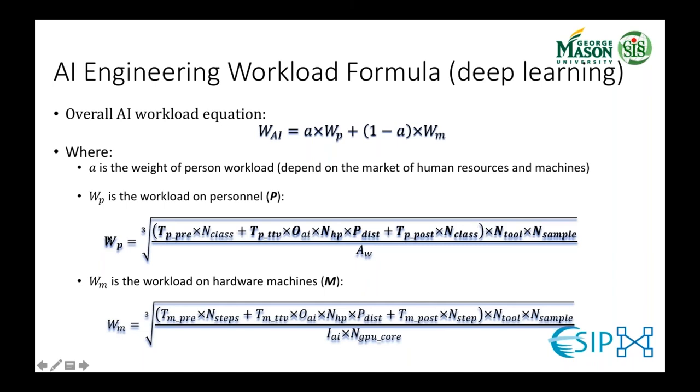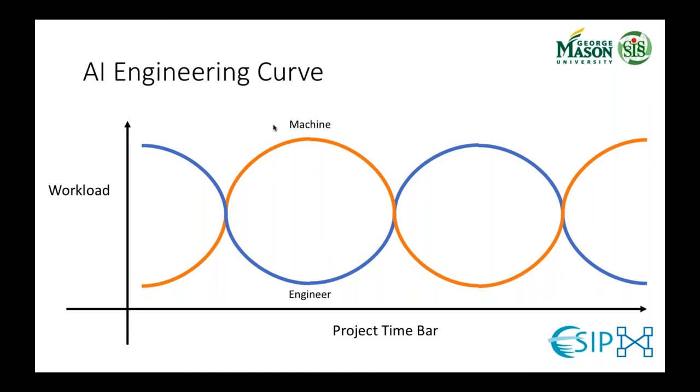training process. And Amy said a similar thing, because the machine learning training process is circular. It's not a one-time thing. It's back and forth. You have to change the model back and forth many times. While one person is working on the model, the machine is resting. And if you run the model to train, the person will have less workload and the machine will be running intensively to train that model. It's like circles until the model is well trained. So this is the AI engineering curve.